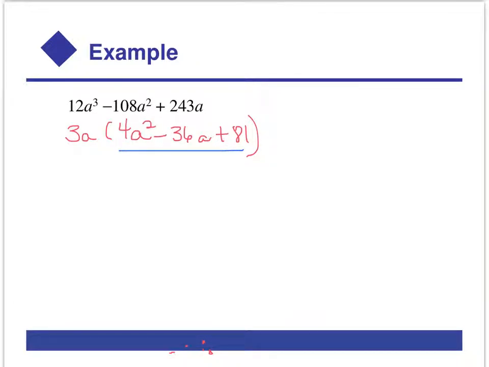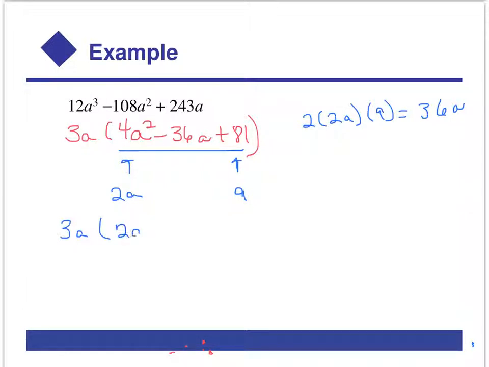So it's a trinomial, so the first thing I'm going to look and see is if we have perfect squares. We do. The perfect square of this one would be 2a. Perfect square of this one would be 9. So if I said 2 times 2a times 9, do I get 36a? And I do. So that works. So now we have 3a, and we're going to get 2a minus 9 squared. And we are done. It is factored.